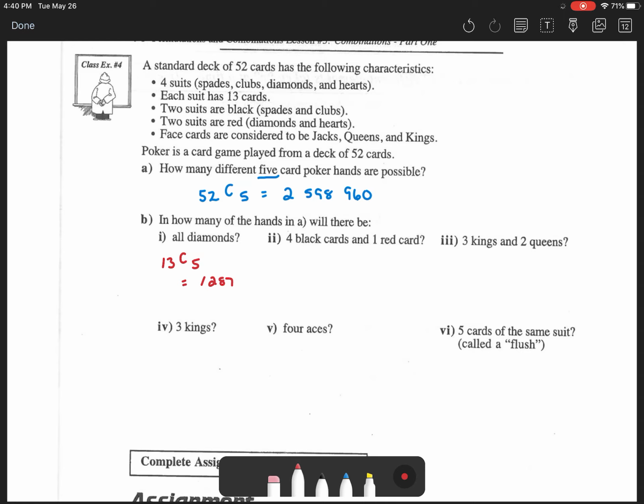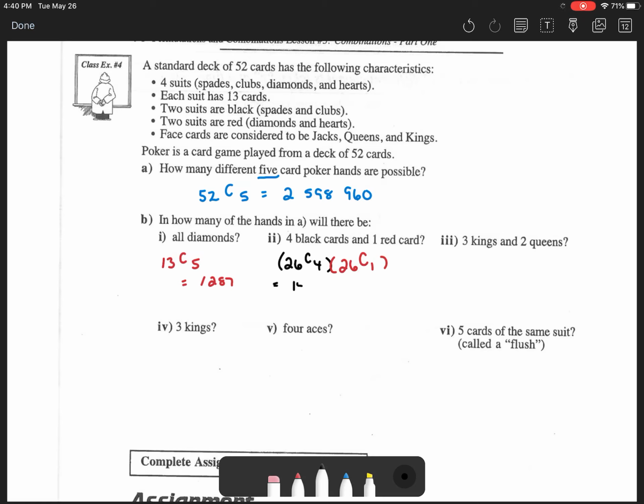13 diamonds, I'm choosing all 5 from there. So that's 1,287. Now, in the second question, 4 black cards and 1 red card. Well, the 4 black cards, okay, well, how many black cards are there in the deck? Half of them are black. So there are 26 black cards, and I want to choose 4 of them, 4 black cards. Well, half the deck is red, so there are 26 red cards, and I want to choose 1 of those.